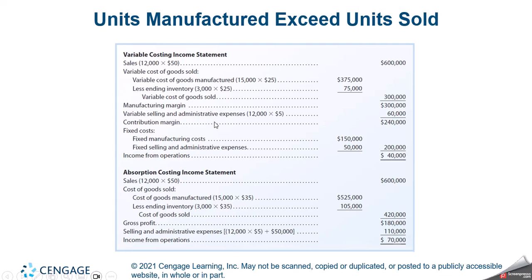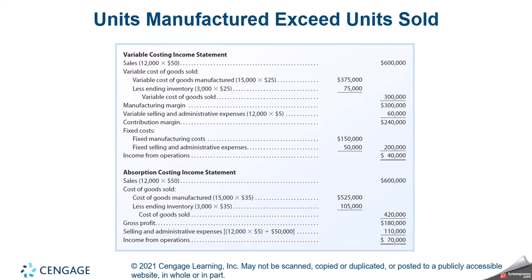Then we subtract those variable selling expenses at $5 a unit. That gives us our contribution margin. Then we subtract our fixed manufacturing costs and our fixed selling costs. So we end up with $40,000.